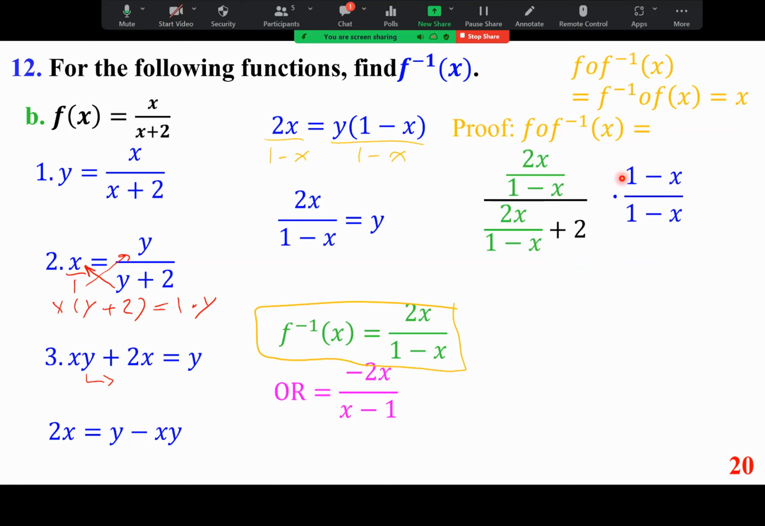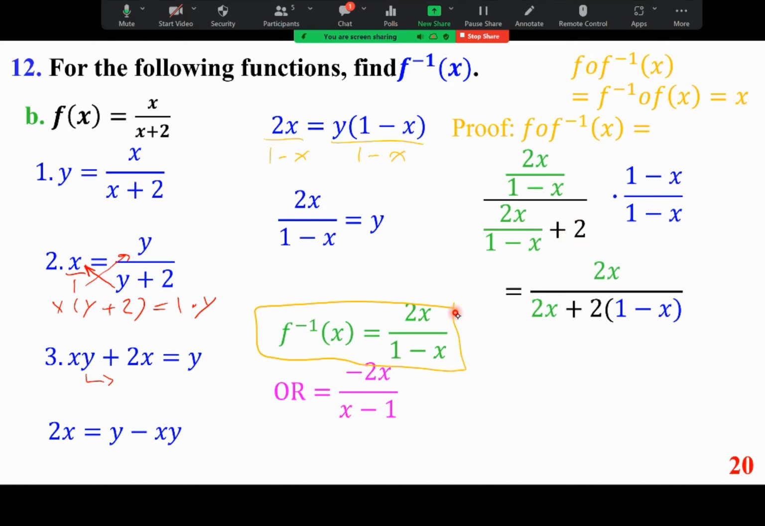So we're going to multiply by 1 minus x over 1 minus x. Clearly, this is equal to 1 and it's acceptable. When you multiply these two, this goes away. You get 2x. When you multiply these two, the top gives you 2x. The bottom: this one goes away, gives you 2x, and this one is plus 2 times 1 minus x. So again, the top, 1 minus x goes away.